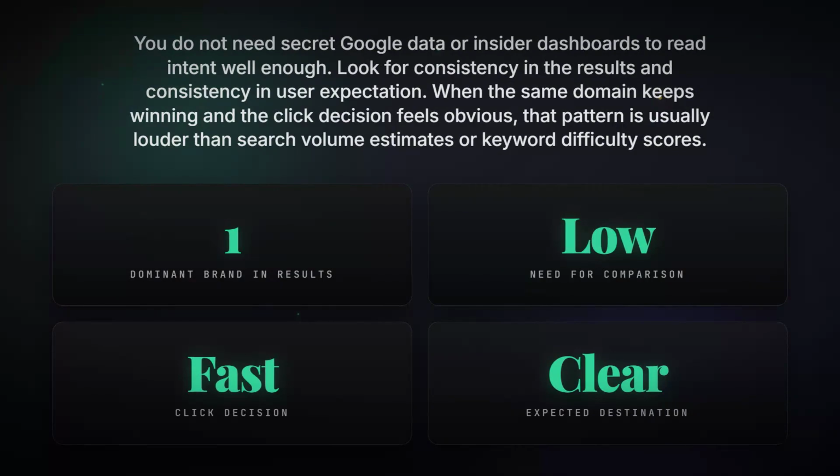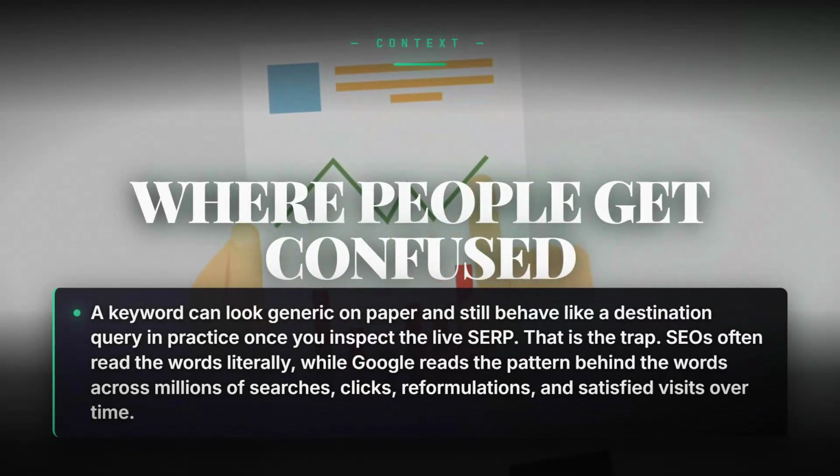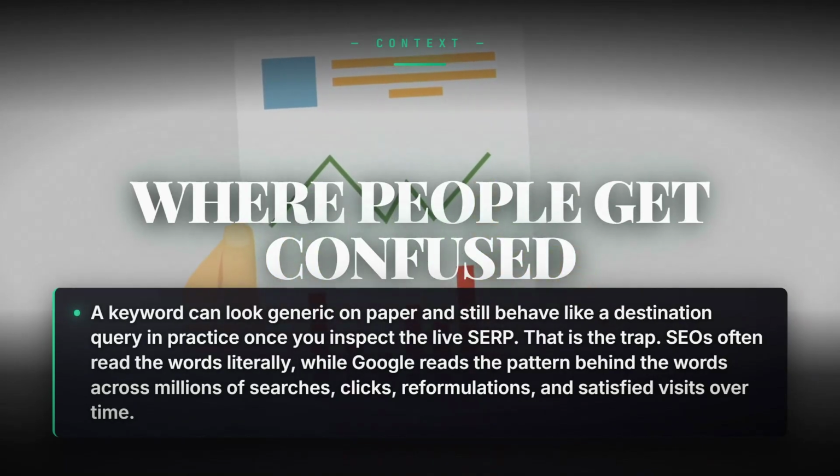Look for consistency in the results and consistency in user expectation. When the same domain keeps winning and the click decision feels obvious, that pattern is usually louder than search volume estimates or keyword difficulty scores. A keyword can look generic on paper and still behave like a destination query in practice once you inspect the live SERP. That is the trap.